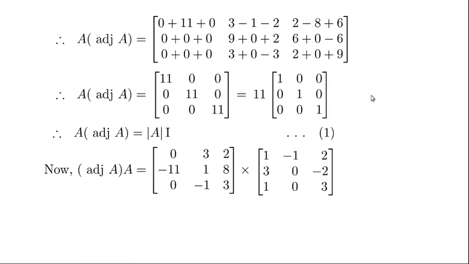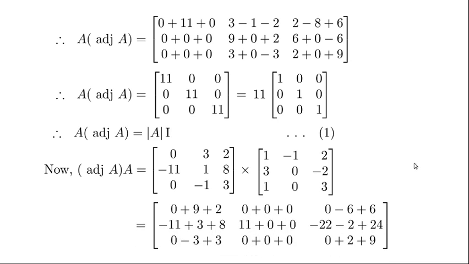Second part, adjoint of A into A. So this is the adjoint matrix, and this is the given matrix. The product of these two is this: first row first column, 0 into 1, 3 into 3, 2 into 1, and that gives you the first row first column element, and so are the other values. So this also you can verify easily step by step, because you know the product of two matrices method.